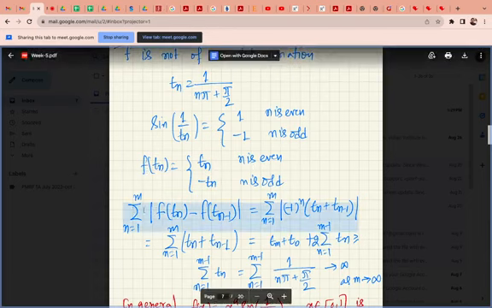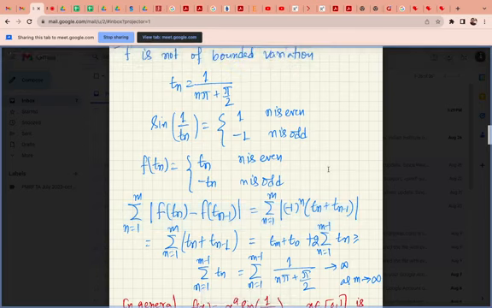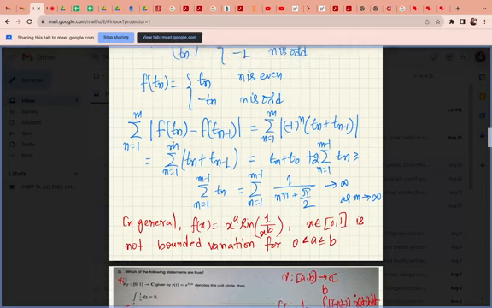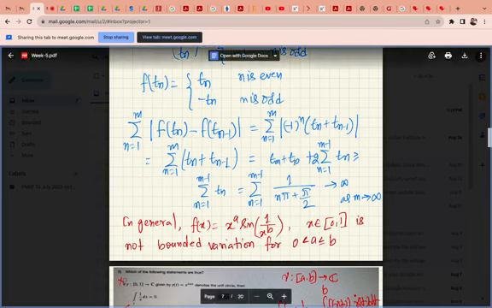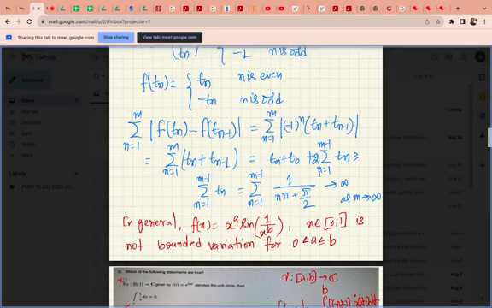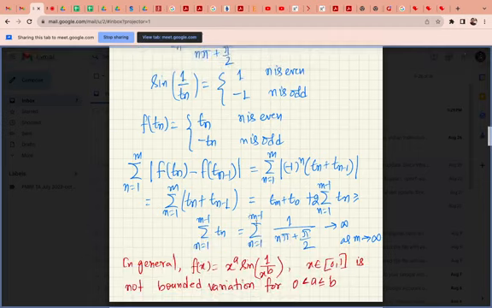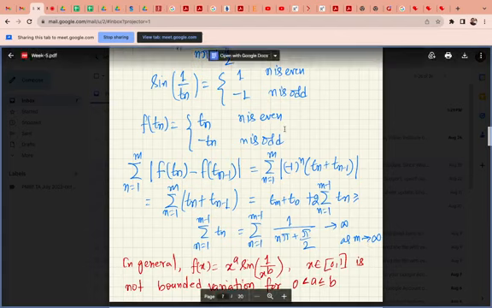Now you calculate this one, summation. So this you will get as summation n equals 1 to m of tn plus tn minus 1, which equals tm plus t naught plus 2 times summation n equals 1 to m minus 1 of tn, which is greater than or equal to summation n equals 1 to m minus 1 of tn. Then what is your tn? Tn is this. So this will be summation n equals 1 to m minus 1 of 1 upon n pi plus pi by 2. Now this tends to infinity as m tends to infinity.